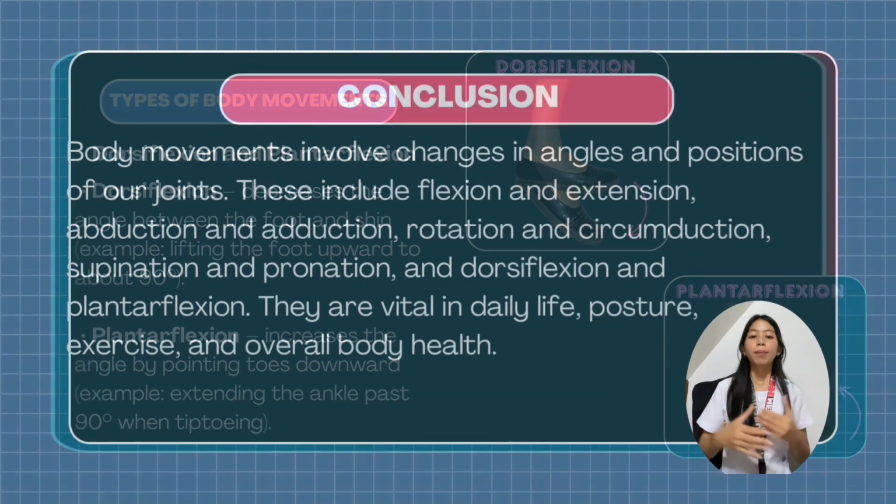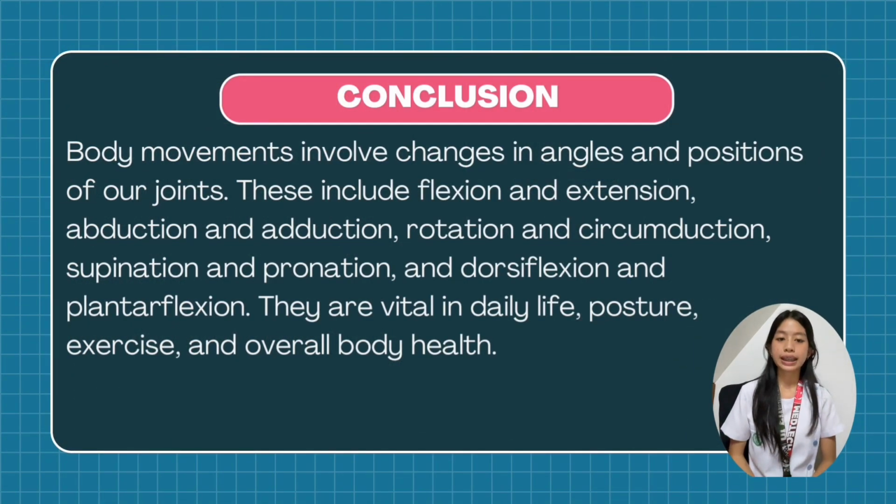In conclusion, body movements involve changes in angles and positions of our joints. These include flexion and extension, abduction and adduction, rotation and circumduction, supination and pronation, and dorsiflexion and plantar flexion. They are vital in daily life for posture, exercise, and overall body health.